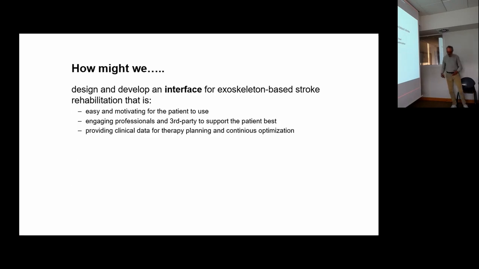So the scope of our talk is to address the question of how we may design and develop an interface for exoskeleton-based stroke rehabilitation that is easy and motivating for the patient to use, that will be engaging for professionals and third parties to support the patient best, and provide clinical data for therapy planning and continuous optimization of the treatment plan. The key word here being interface.